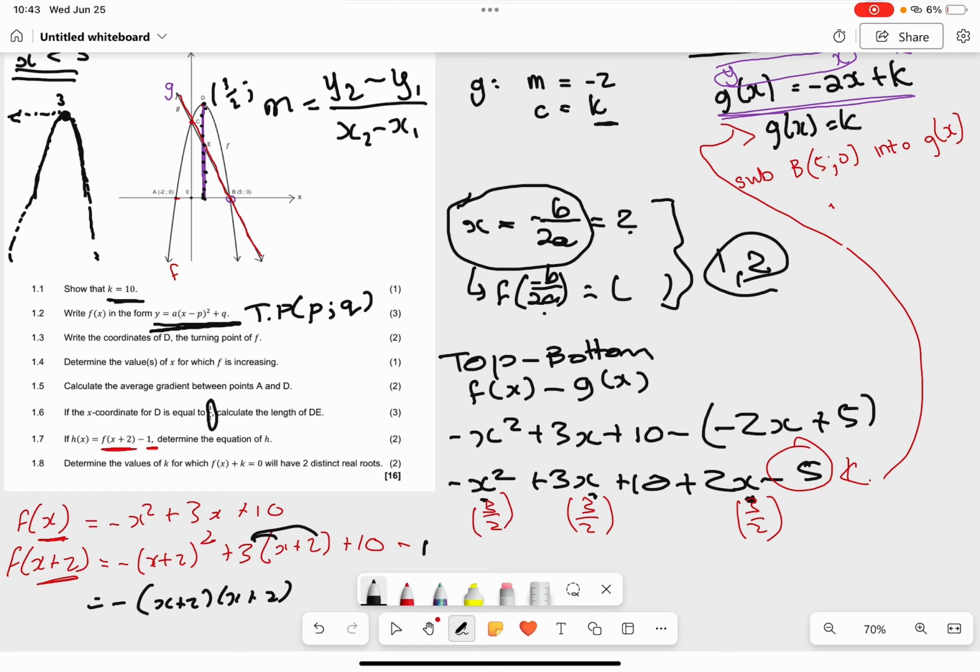That's number 1.7. 1.8 is determine the values of k for which f of x plus k will have two distinct real roots. This is something called the nature of the roots. It needs its own explanation.